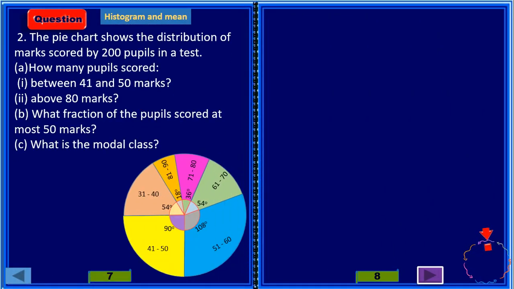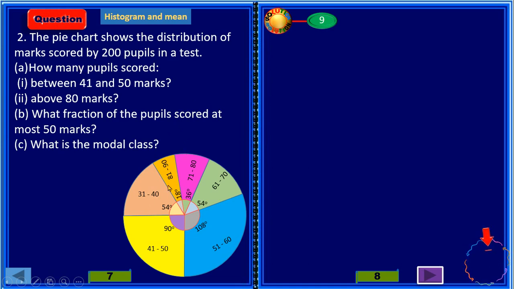The pie chart shows the distribution of marks scored by 200 pupils in a test. 1. How many people scored between 41 and 50 marks? 2. Above 80 marks. B. What fraction of the people scored at most 50 marks? C. What is the modal class? Now let's answer these questions together.